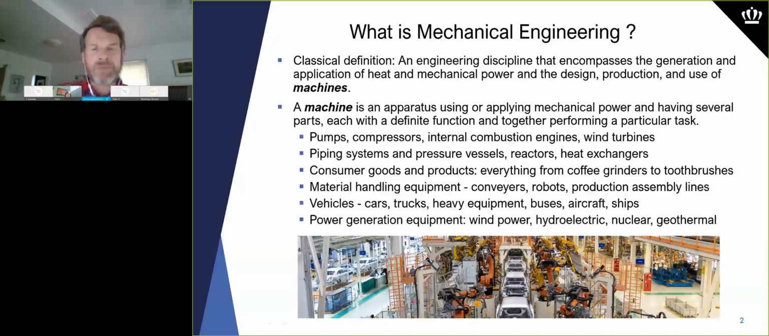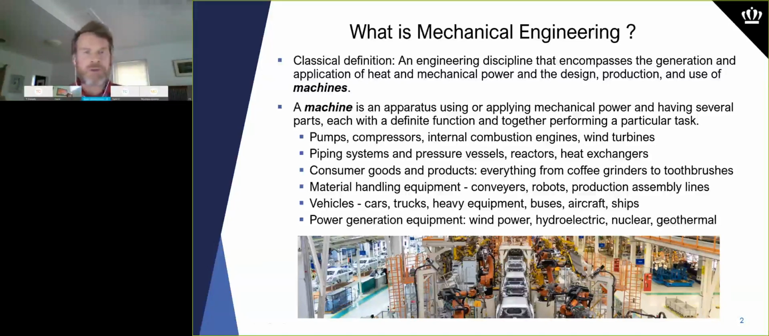The picture at the bottom gives us some examples where we see machines building machines. A machine is an apparatus using or applying mechanical power and having several parts, each with a definite function, together performing a particular task. We're all familiar with machines. We drive one every day to work, a car. We're using pumps, compressors, and wind turbines to generate electricity. We use piping systems every day in our house, pressure vessels, heat exchangers, all under the purview of mechanical engineering.